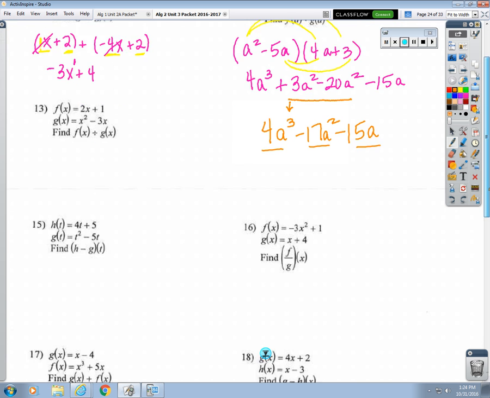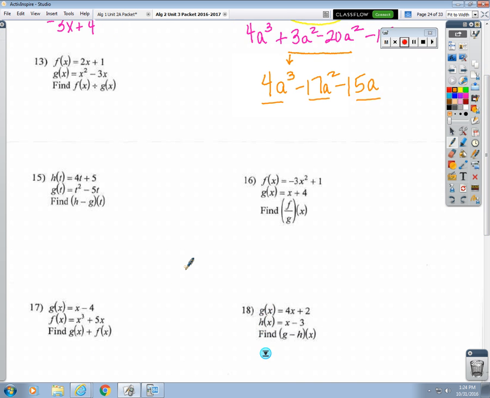Alright, number 13. This time they want you to start with the f function, which is 2x plus 1, and they want you to divide it by the g function, which is x squared minus 3x. Okay, with the numerator, is there anything in the numerator that I can factor out by GCF? Do 2x and 1 have anything in common? And does it matter if you factor out a 1? No, so we're just going to leave it 2x plus 1.